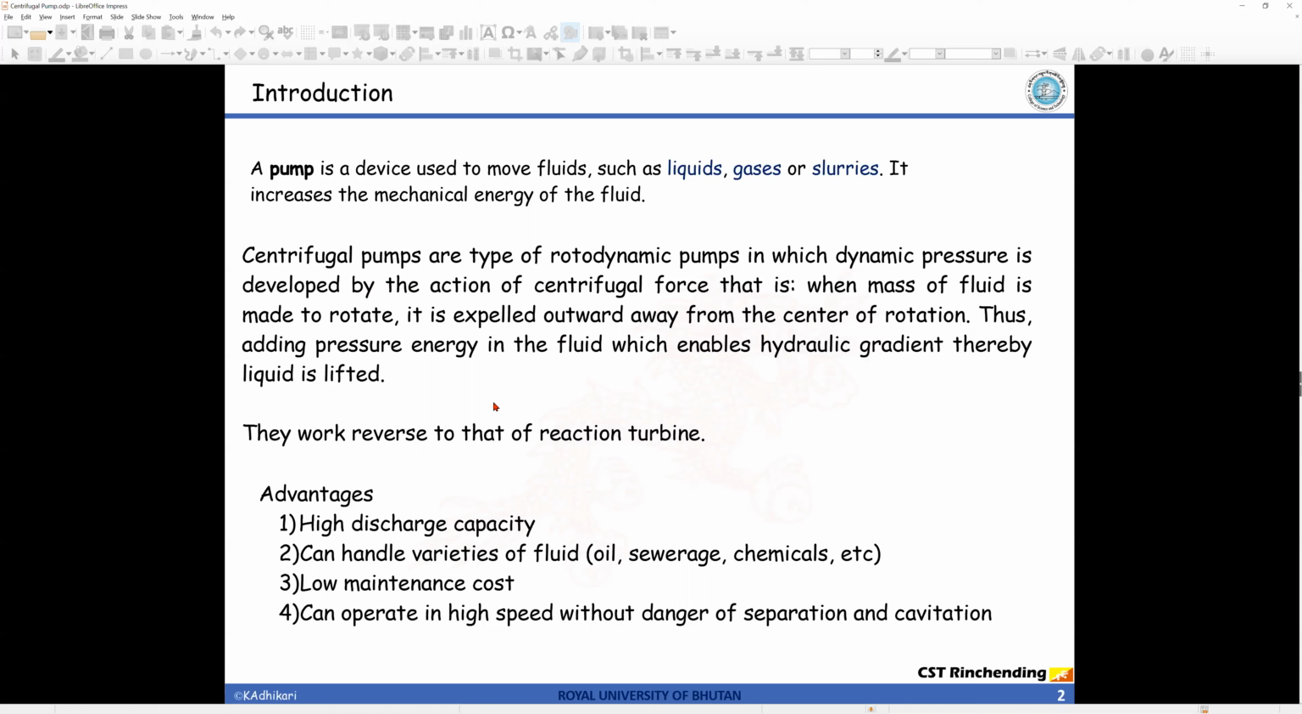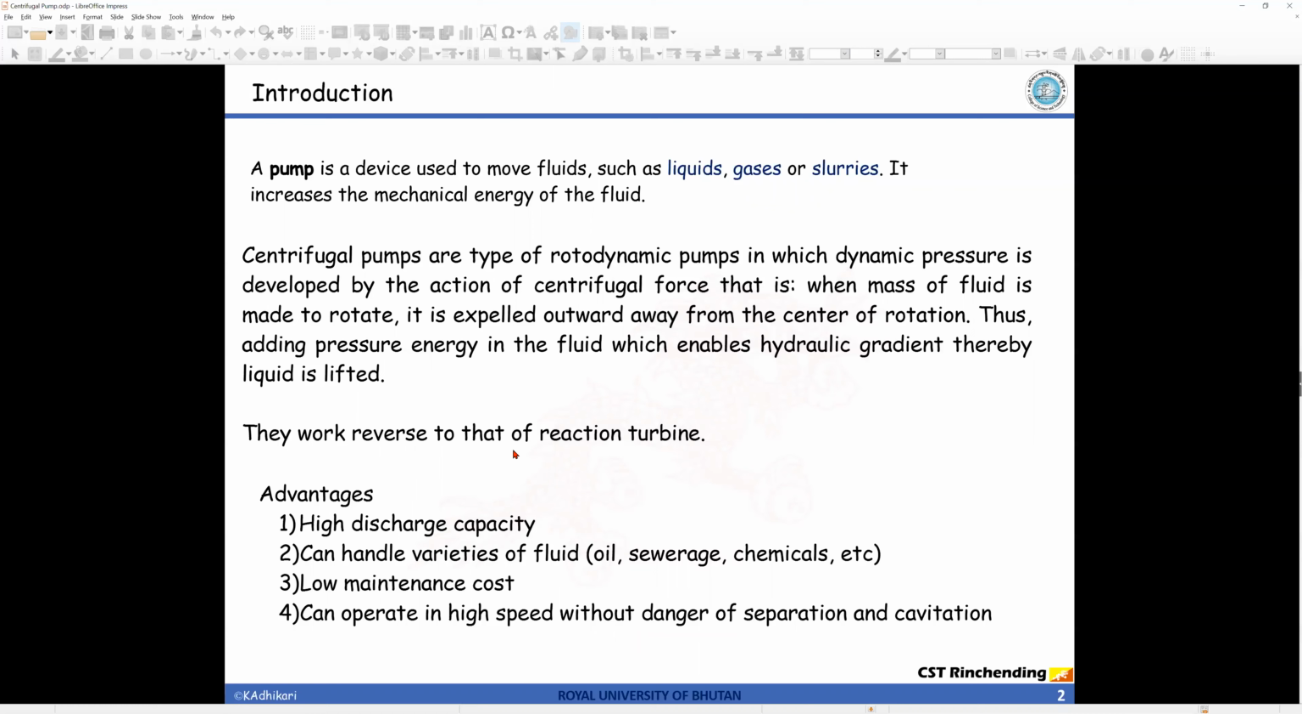If you notice, the centrifugal pump works in reverse to a reaction turbine. A reaction turbine is used to harness the energy of the liquid, but here the pump is used to add energy to the liquid. So how the energy is added to the liquid, that's what we're going to study.